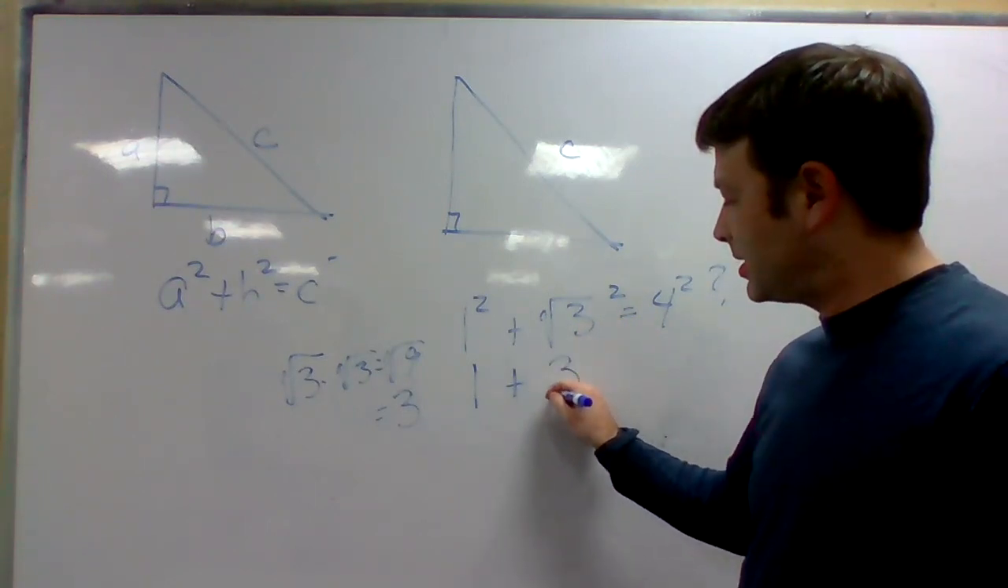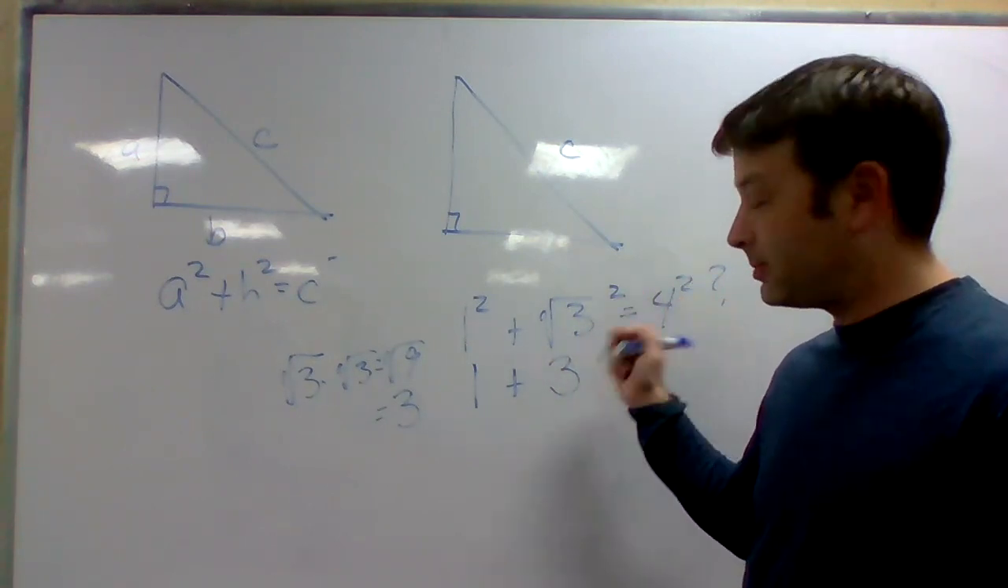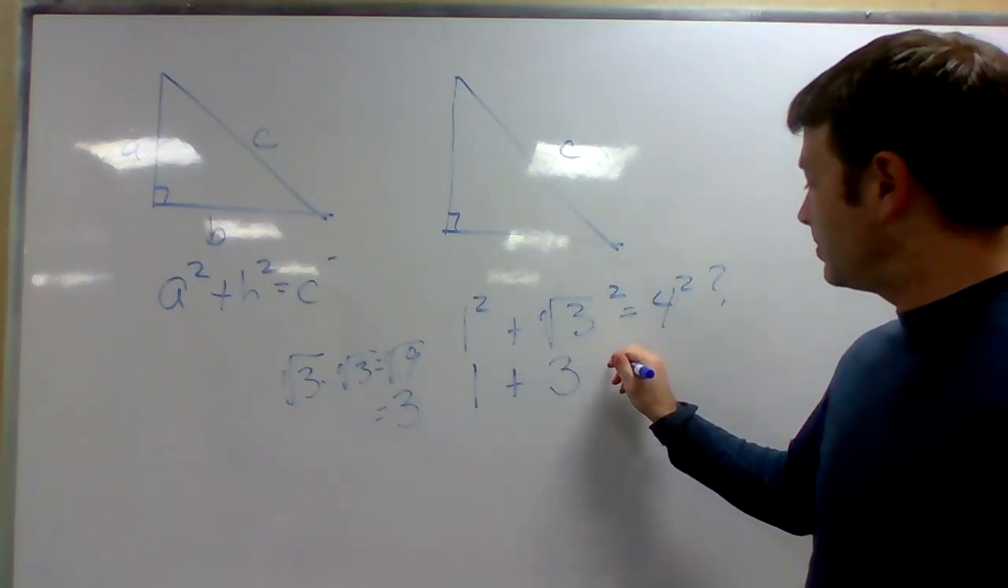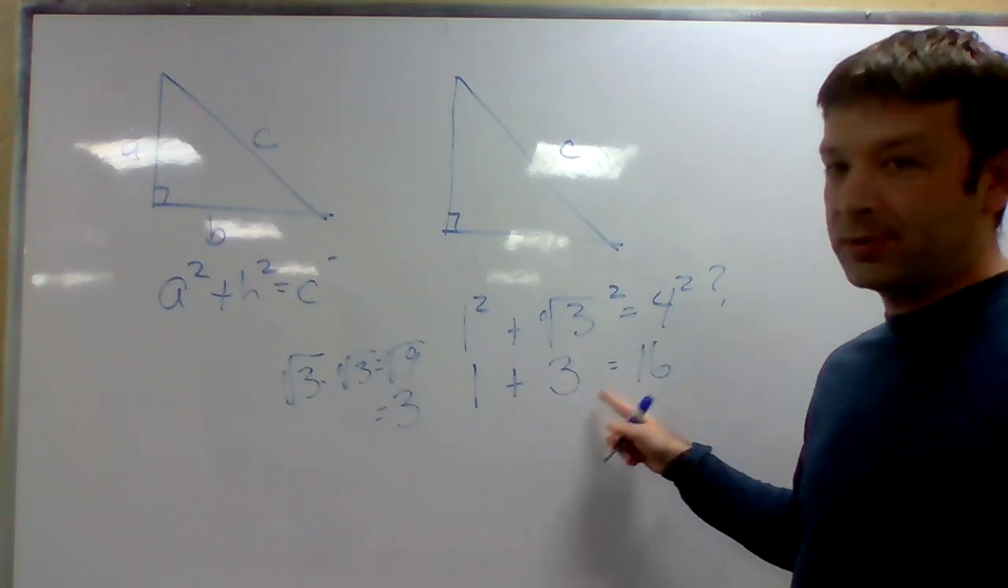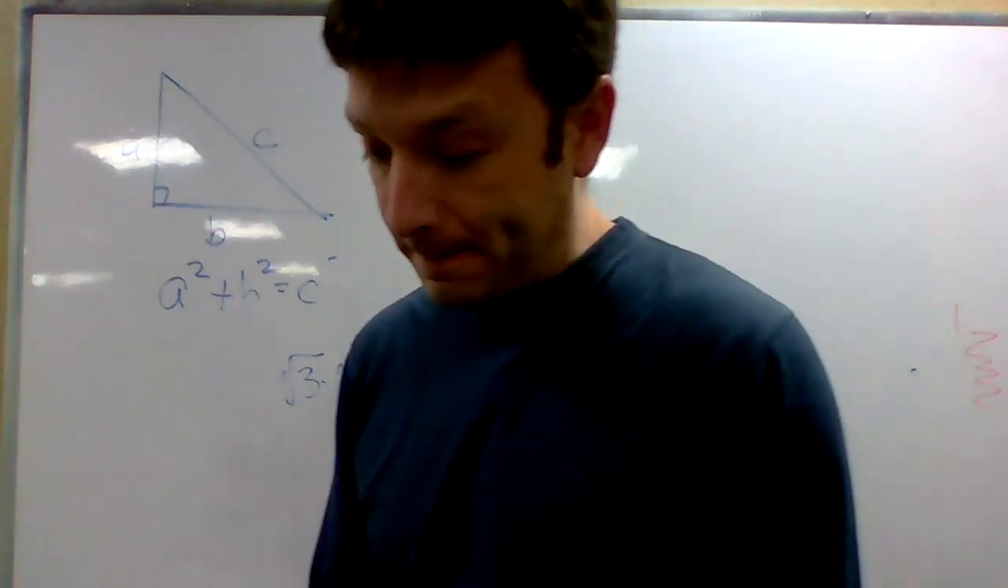3 is not the same thing as square root of 3. Square root of 3, like I said, is like 1.7, and so on. Okay, 4 squared is 16. Does 1 plus 3 equal 16? No. So that was number 15.